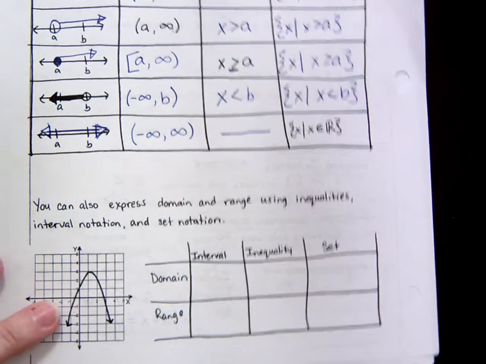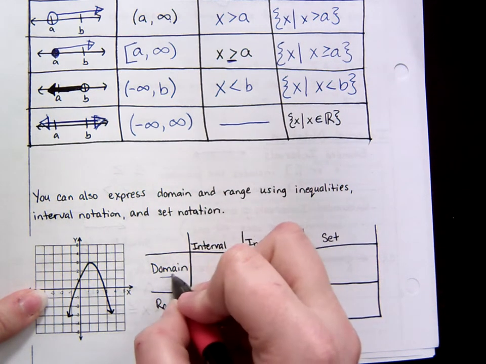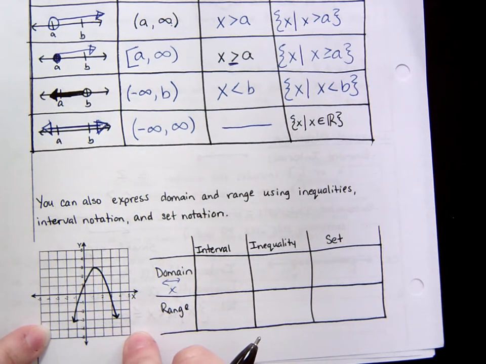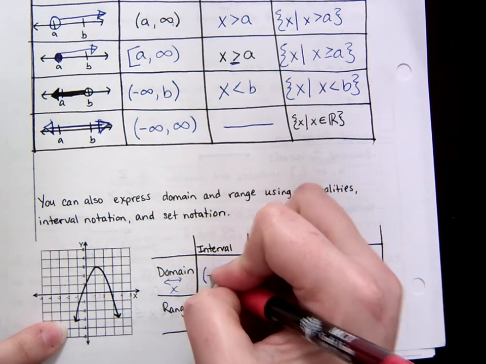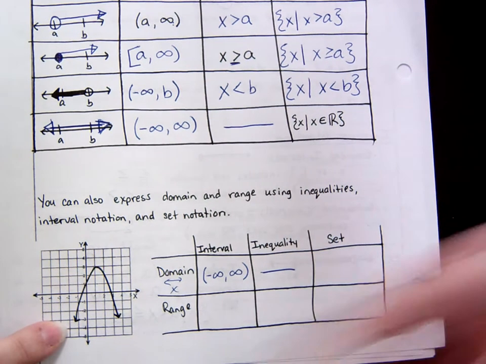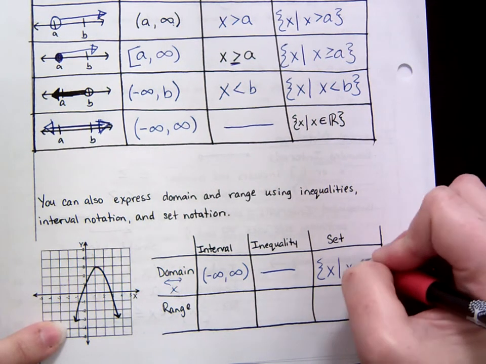Now you can also use all three notations to express domain and range of a graph. It doesn't have to be number lines, it could be a graph as well. So for instance here, my domain, my x values, left and right, it goes left and right without limit. This means the domain is the set of all real numbers. So interval notation would be negative infinity to positive infinity. I'm not going to do an inequality for this, but the set would be the set of x such that x belongs to the real number set.